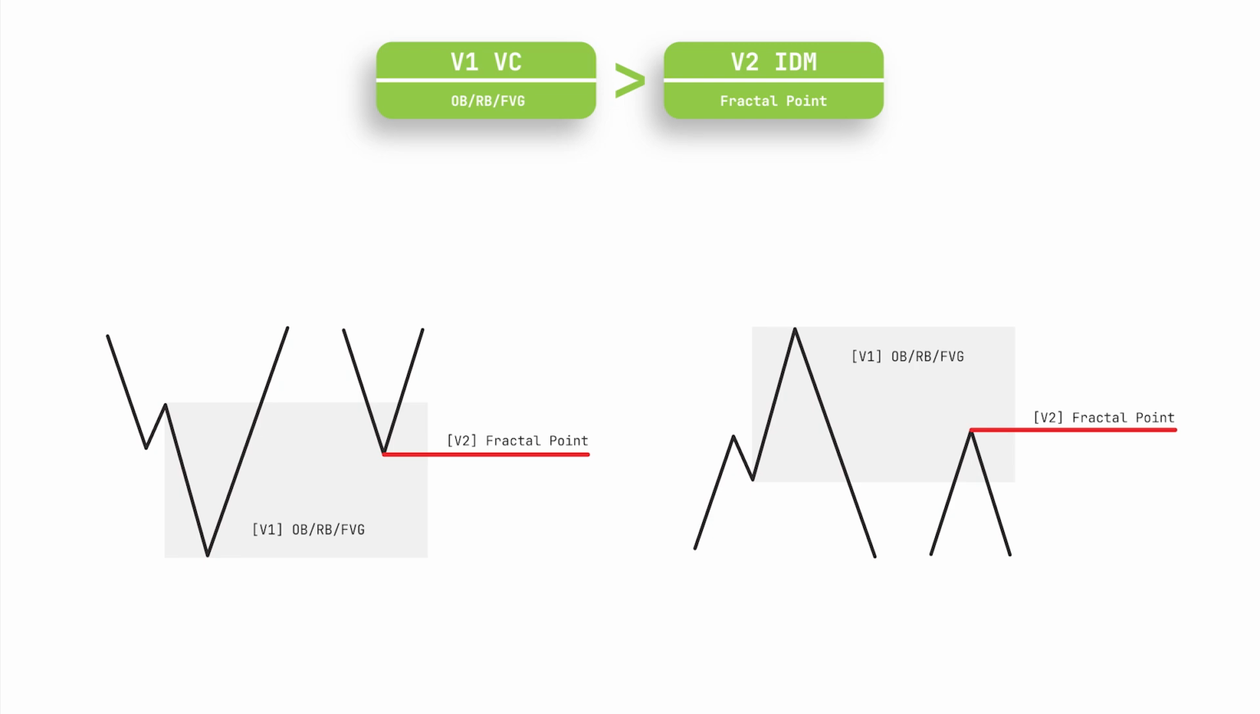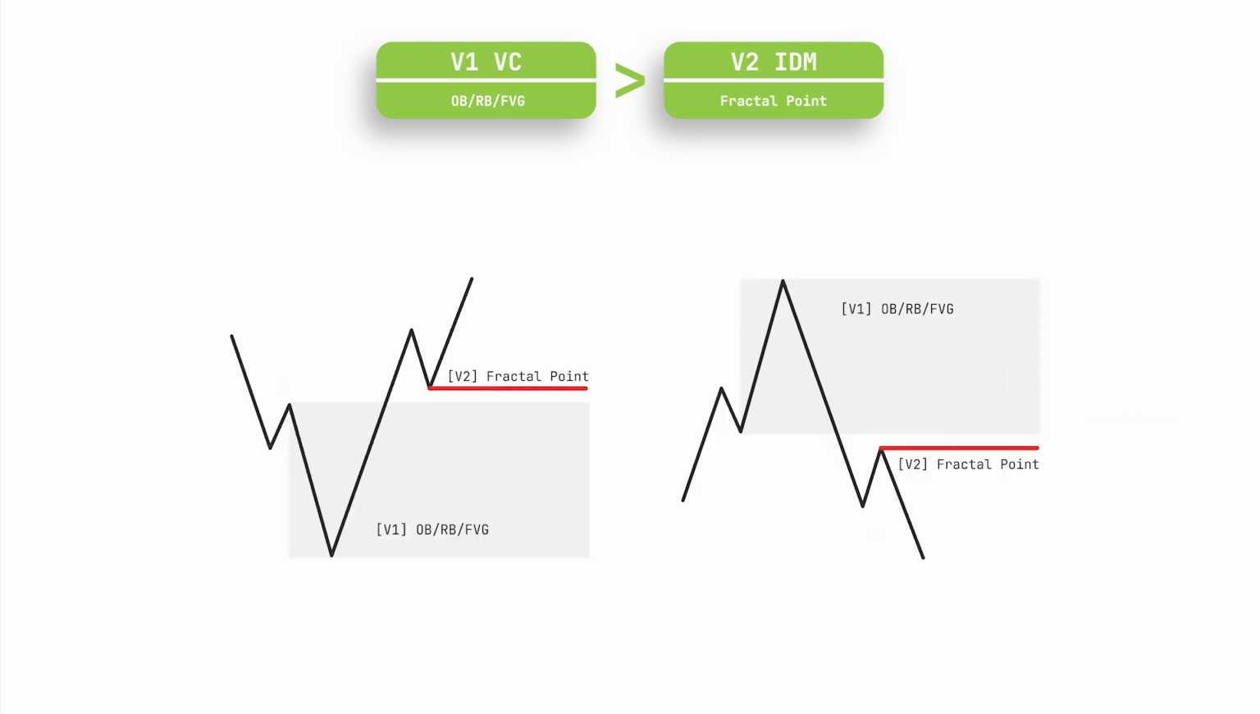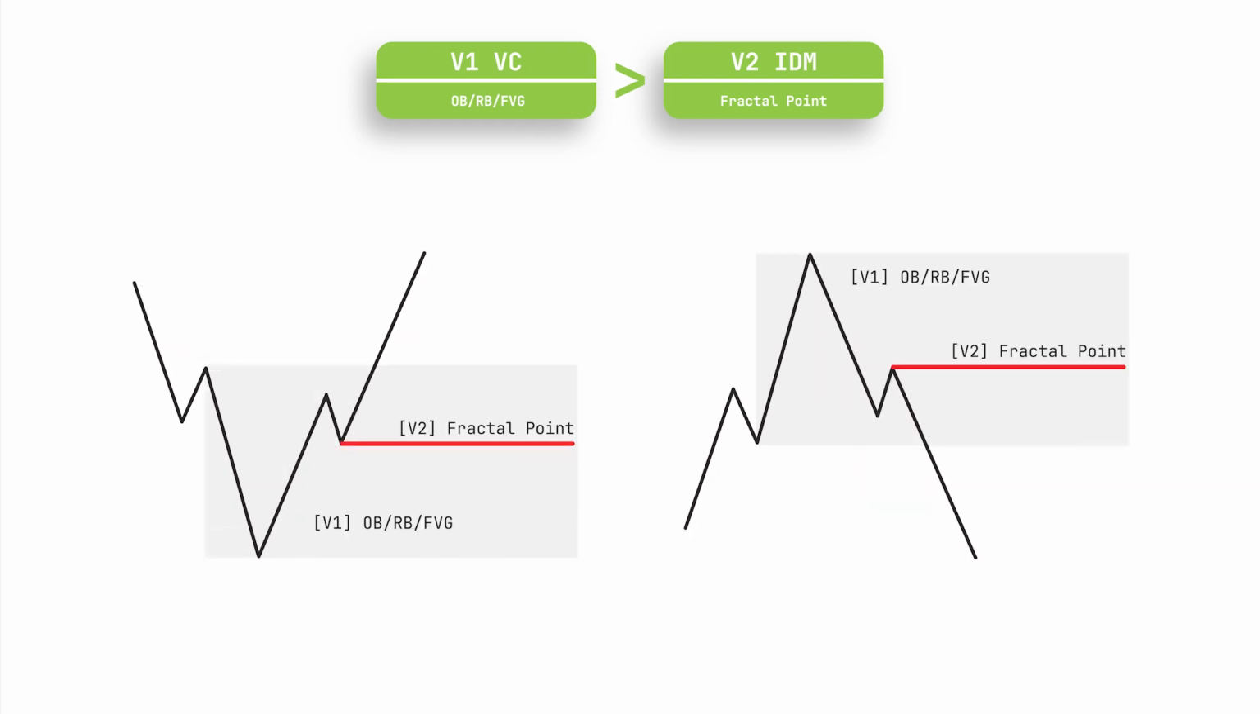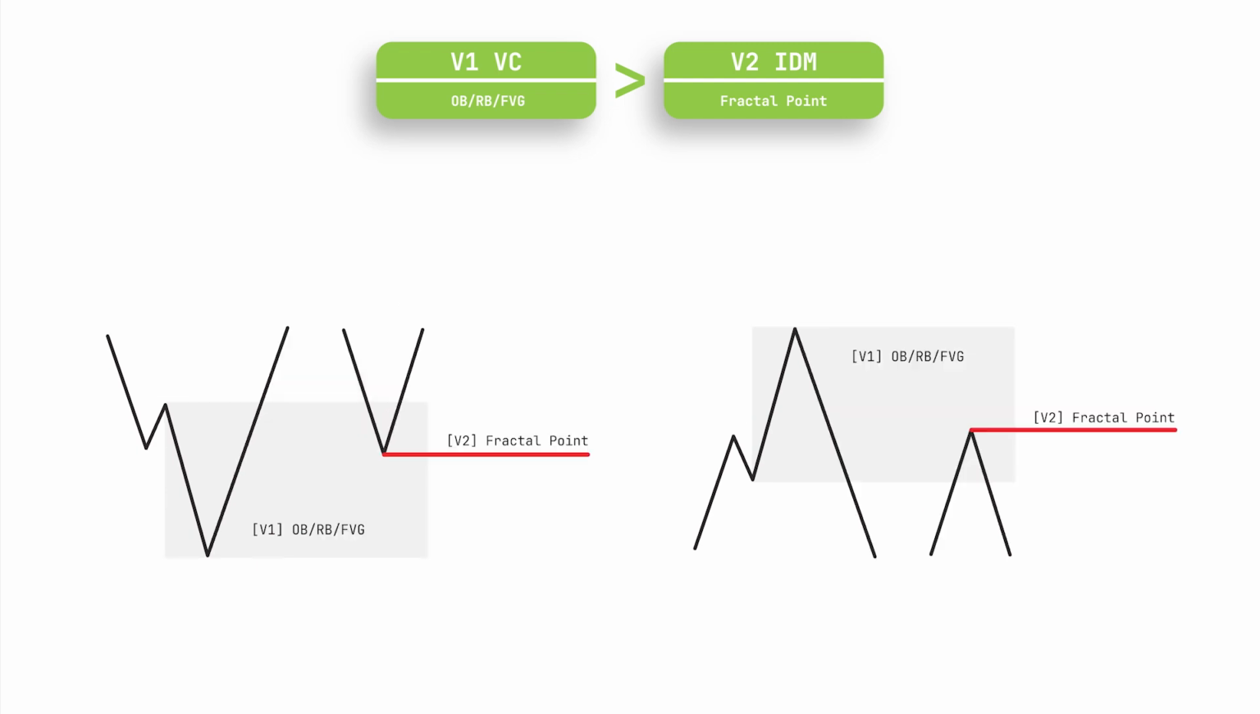Logical element number 3, V1 volume confirmation greater than V2 inducement. Here, the first variable should be an order block, rejection block, or fair value gap, and the second variable, on a lower step in our timeframe system, can only be a fractal point. It should be inside or near the first variable. There are 2 methods this can happen. The first is that variable 2 forms at the same time as variable 1. The second method is that variable 2 forms after testing variable 1. For example, a 1-hour volume confirmation and a 15-minute inducement.